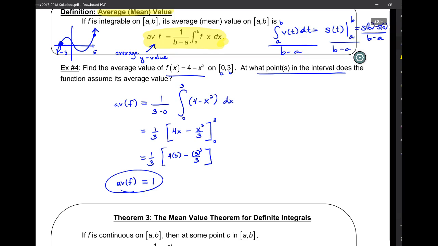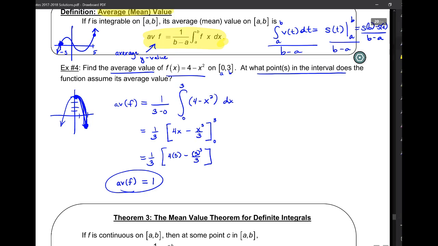So there's two parts to this question. First, we found the average value. Now we want to find at what, think of 4 minus x squared, right? So we're saying from the integral from 1 to 3, we're really looking at like from here to here. So we found out the average value that the function takes on is 1. Now we want to figure out what x value is it going to be. So we want to find a number between 0 and 3.